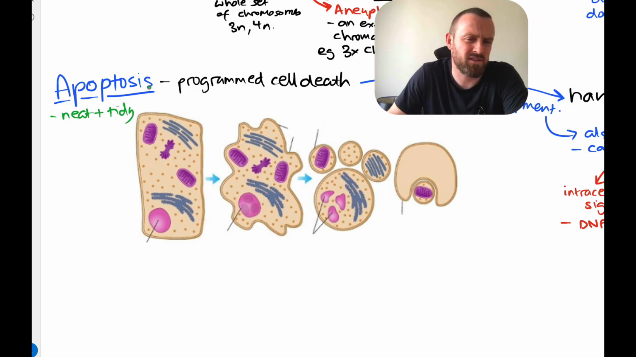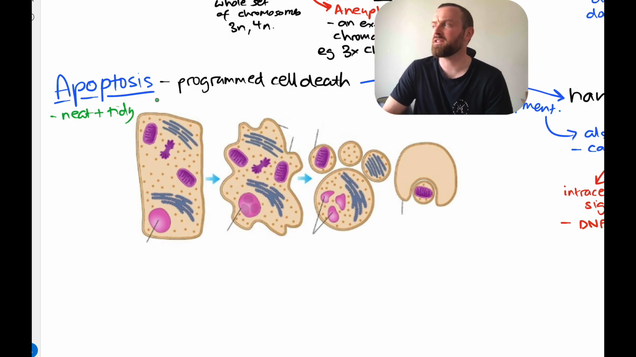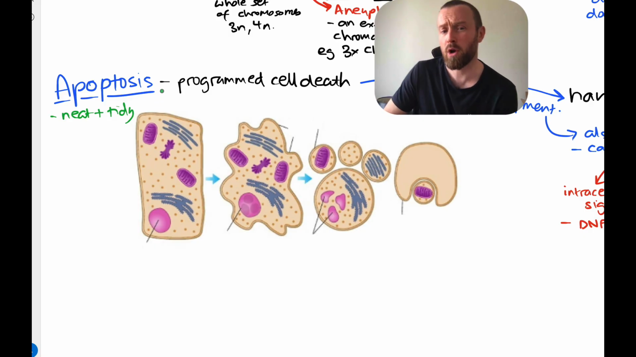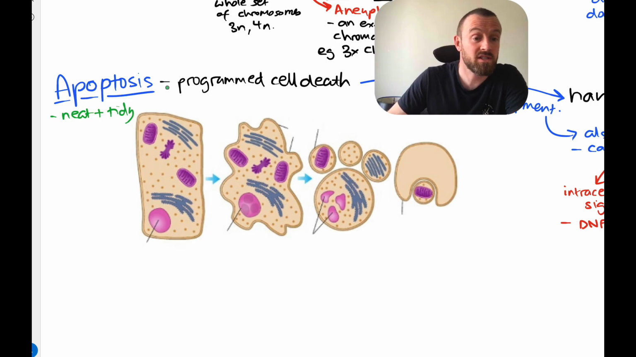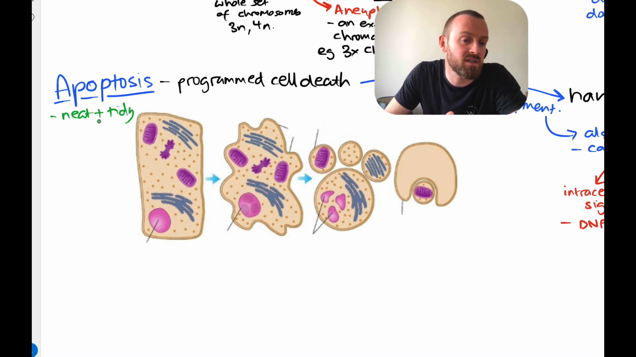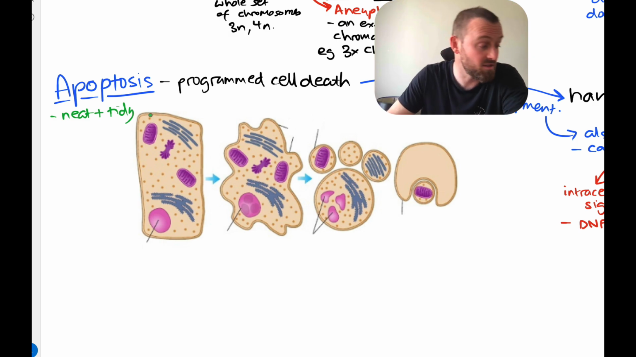And there is another way of cell death, which you don't actually need to know about for the syllabus, but cells can also die not in a programmed way. They can just die accidentally, and that's called necrosis. Necrosis is basically messy and can lead to more damage. So apoptosis is neat and tidy, whereas necrosis is not.